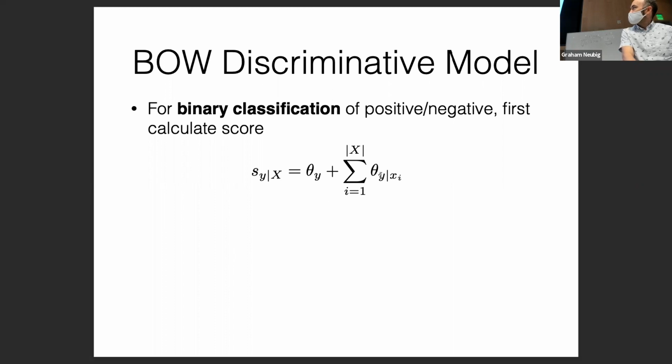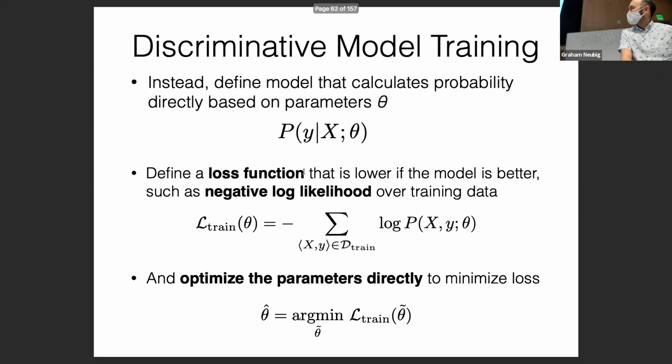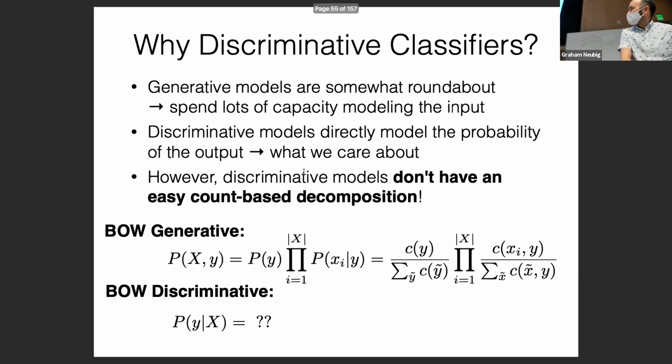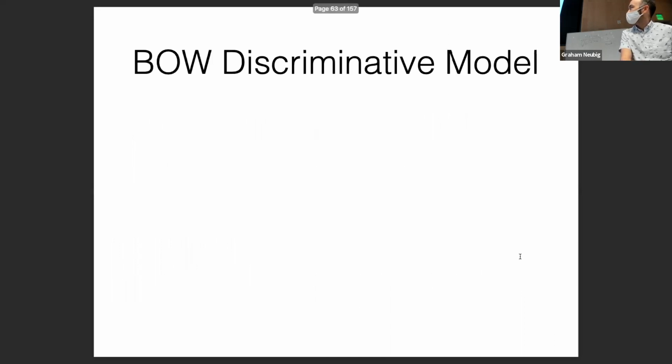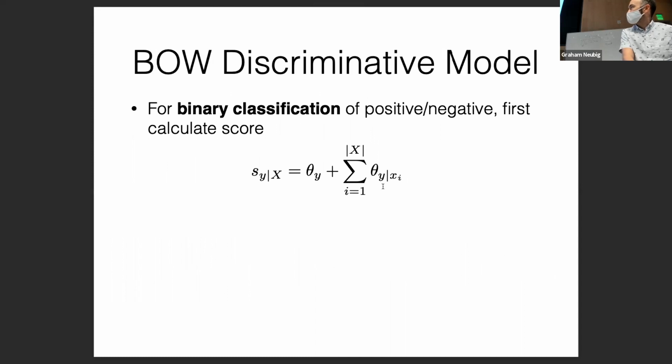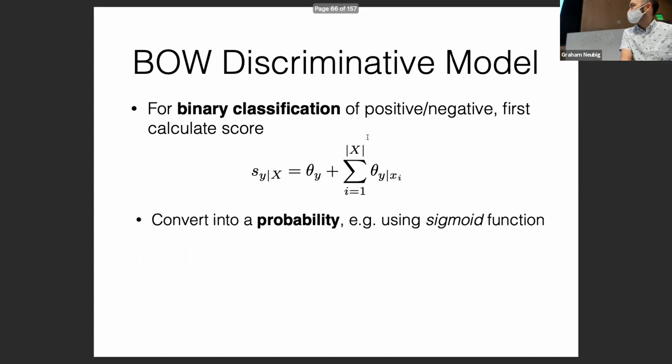So one thing that's kind of interesting is this looks very, very similar to the naive Bayes classifier, right? For the naive Bayes classifier, we had exactly the same thing, except this was calculated directly using counts. So theta y would be the log of this, and theta y given xi would be the log of this. So the functional form of the classifier is actually exactly the same between the two. So it just becomes a matter of how we learn these parameters. Do we learn them in a count-based fashion, or do we learn them directly to optimize the label?